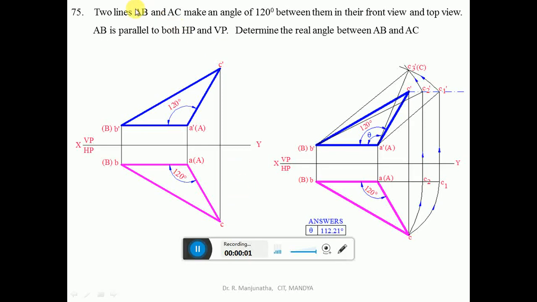Two lines, capital AB and AC, make an angle of 120 degrees between them in their front view and top view. Capital AB is parallel to both HP and VP. Determine the real angle between capital AB and AC. So this is the problem.